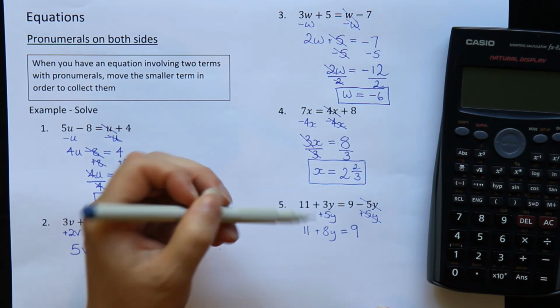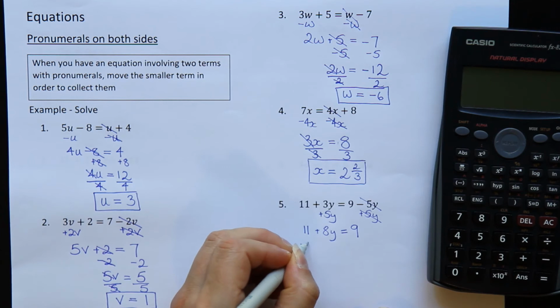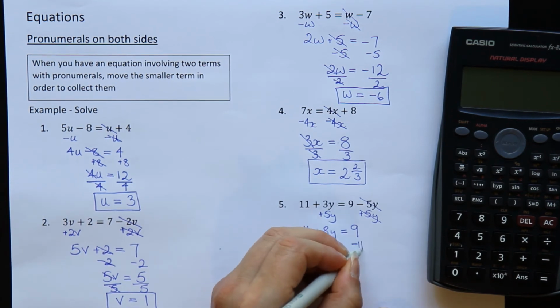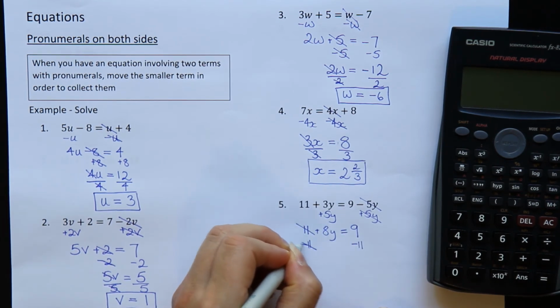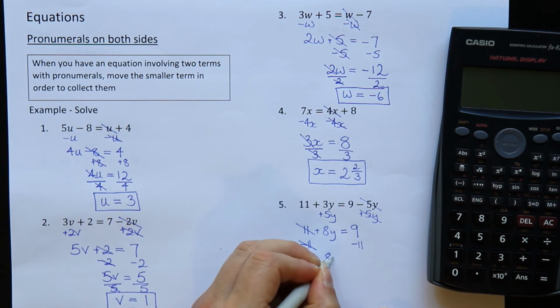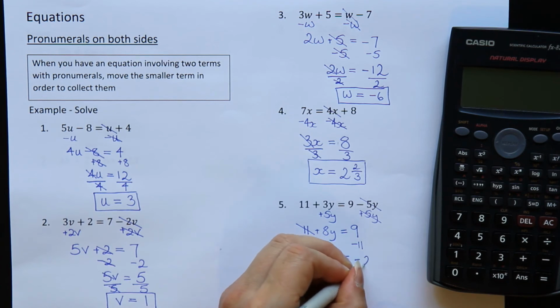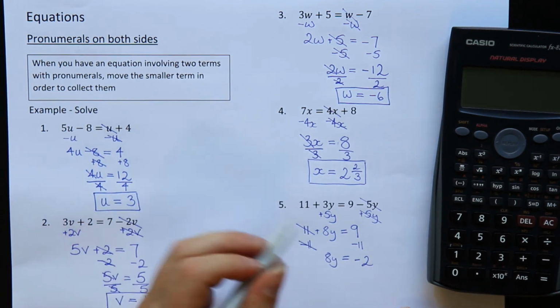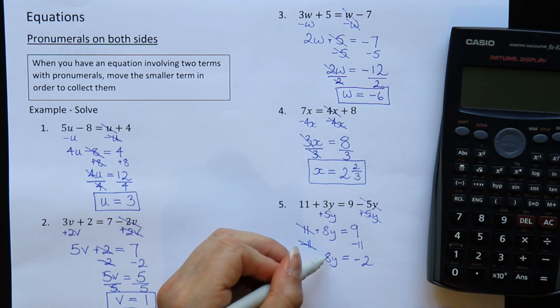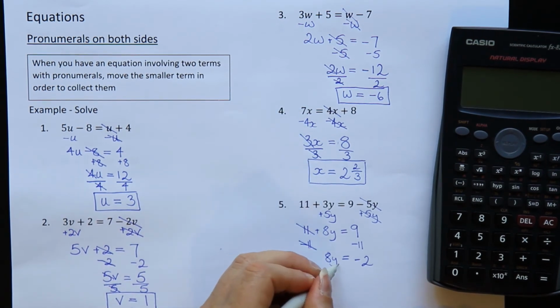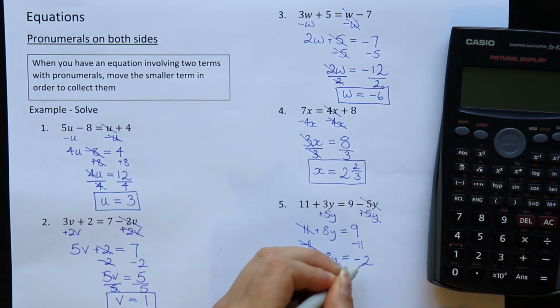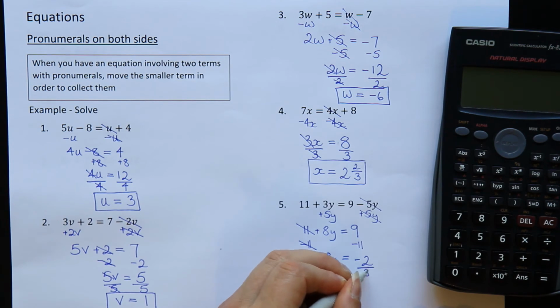The next thing to move is this 11. I need to subtract 11. Get rid of that. So I have 8y is equal to 9 minus 11, which is minus 2. Now to move this 8 times y, I need to do the opposite, which is divide by 8.